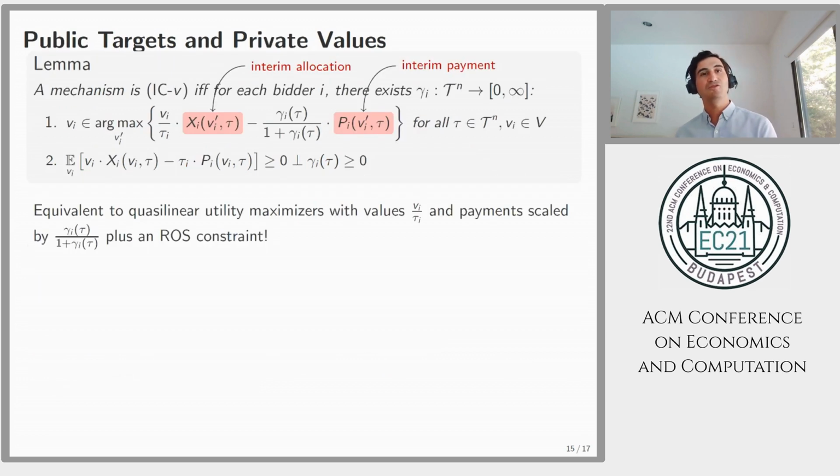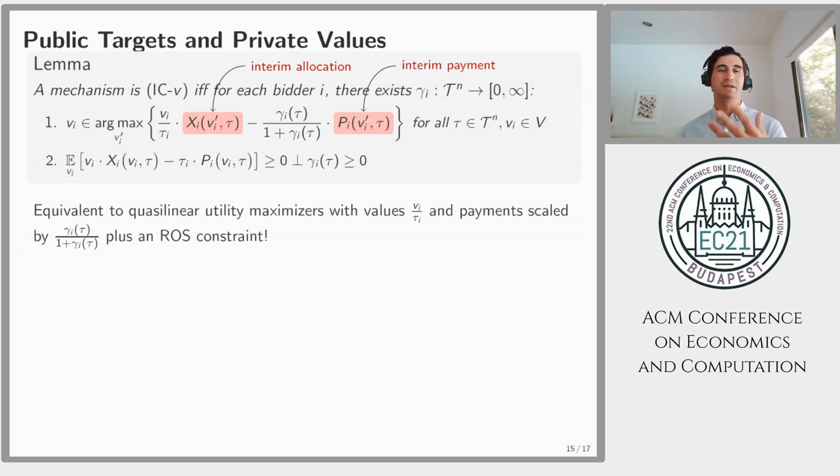Now, let me move to the case of public targets and private values. In the case of private values, we also provide a characterization that is necessary and sufficient for incentive compatibility. And it goes as follows. For each bidder, there should exist a multiplier γ_i, and this should satisfy two conditions. The first condition says that bidding your true value should maximize the expression in braces. And the expression in braces has, first, the target adjusted value, v_i over τ_i, times the interim allocation.